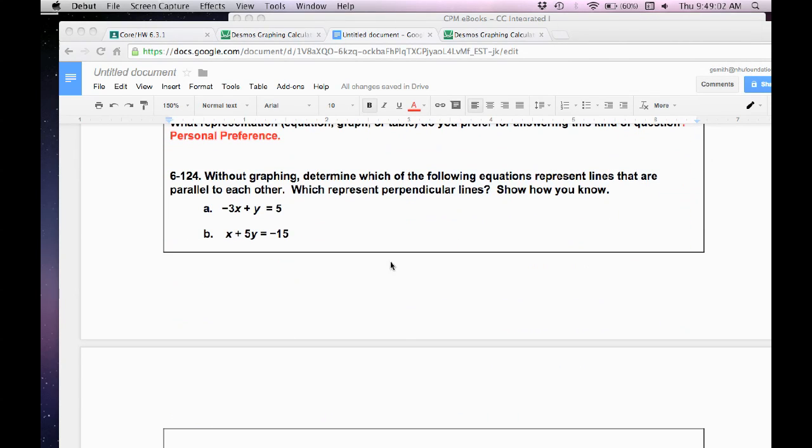124. Without graphing, determine which of the following equations represent lines that are parallel to each other, and which ones represent perpendicular. Show how you know. All right, we're not allowed to graph.